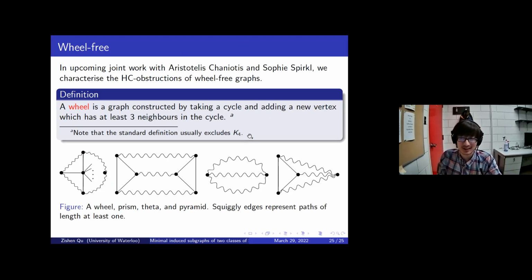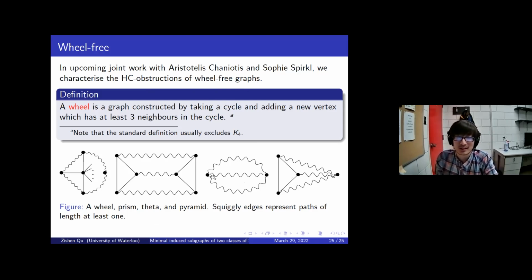So this is what we've been working on. I mean, we already wrote up some draft about this, but it's not done yet. But we're pretty sure that this is basically what the case is for wheel-free. If you're wheel-free, then you're obviously triangle-free wheel-free. So the idea is, what are the HC obstructions of wheel-free graphs? What are all of them? And we think it's just these four, and the closed versions of these four.